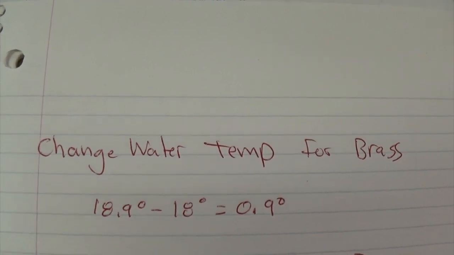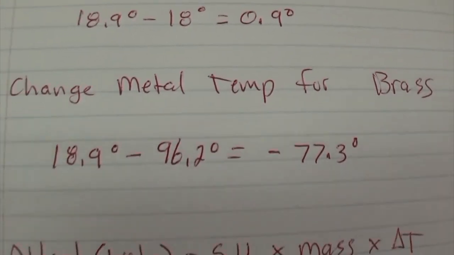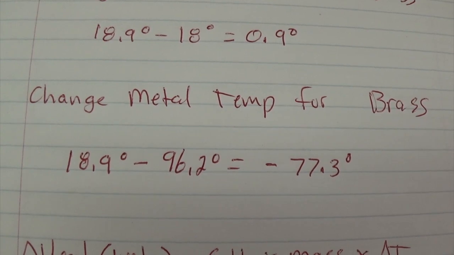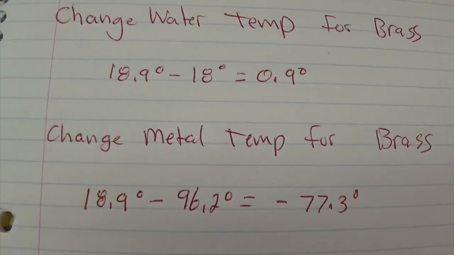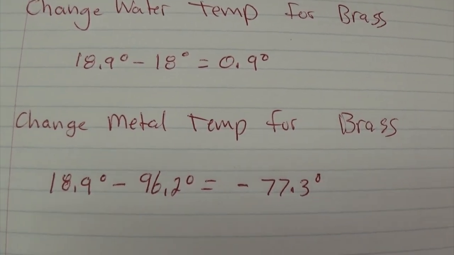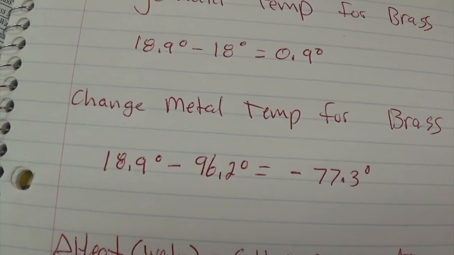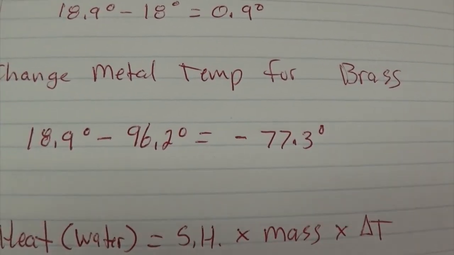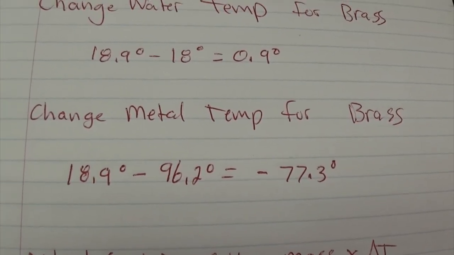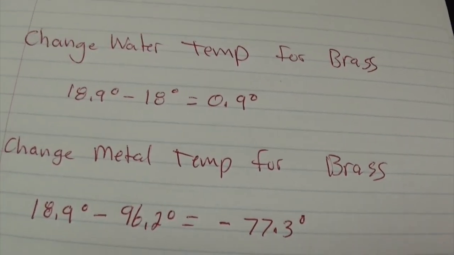So it did not increase by a whole lot, but remember we had 250 grams of water, which is quite a bit more than the mass of the metal. If I scroll down and take a look at how to calculate the change in metal temp for the brass, this is going to be the change in temperatures for just the metal. The final temp for both the water and the brass, of course, are the same. They're both at 18.9 degrees. However, the initial temperature for the metal in this one was 96.2. So there's a much more dramatic change in temperature. Notice that this one's a negative because, of course, we started at 96.2 degrees and it decreased to 18.9. So we had a change in temperature for the brass of negative 77.3 degrees Celsius.